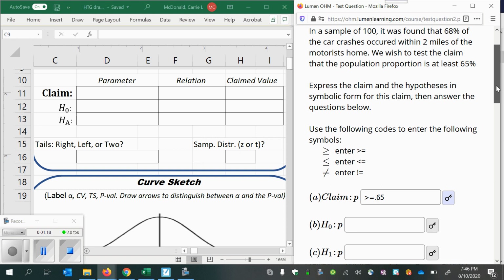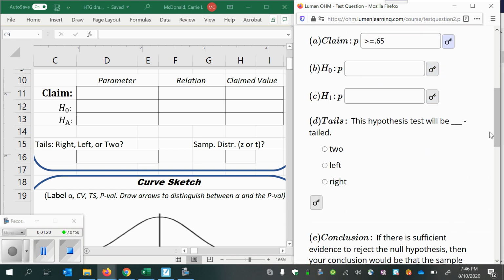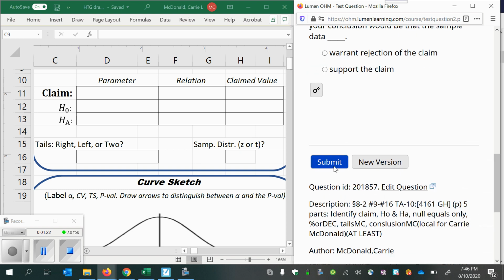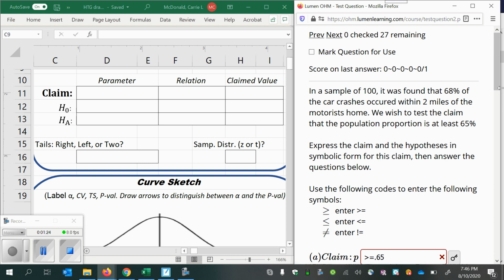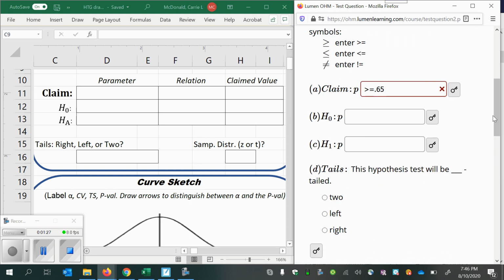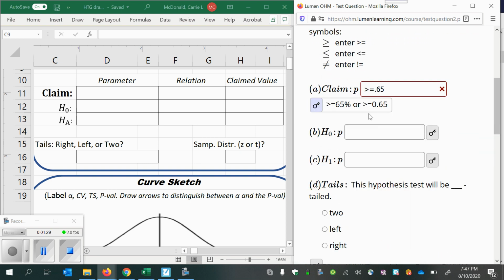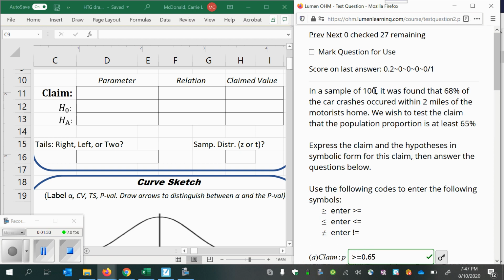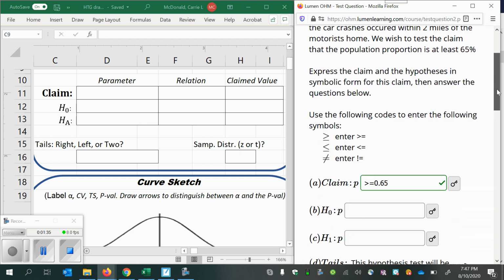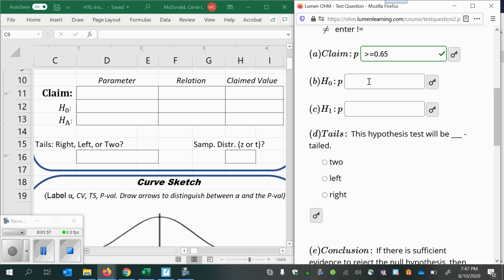Well, trying to submit it here. Okay, and now look, the answer is 0.65. Okay, so that way it accepts it. All right, now the alternative, or excuse me, the null hypothesis will be equal to 0.65.